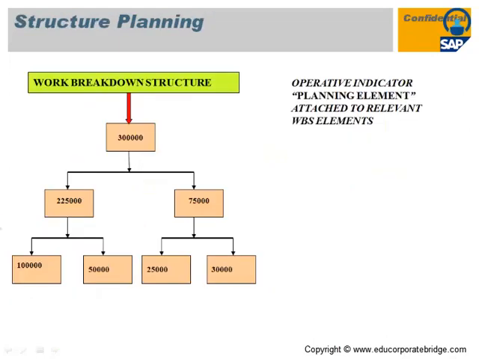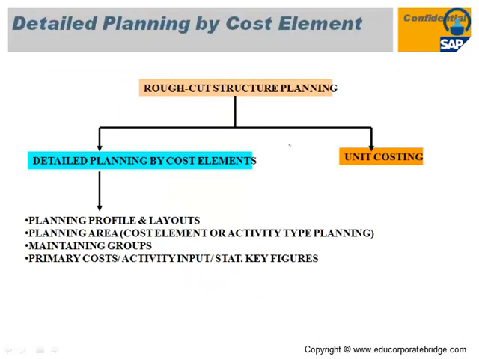This is the work breakdown structure, which is divided according to your business processes or phase-wise, and you have to maintain the operative indicator planning element so you can do the cost planning on that particular WBS level. Detailed planning by cost element is one method where you can capture your cost planning, that is, rough-cut cost planning first, and later detail the planning by cost element.